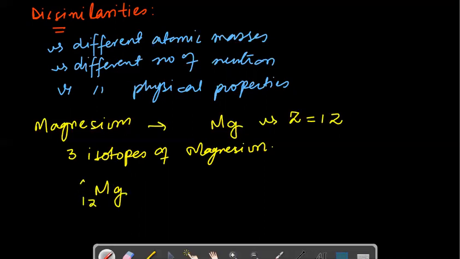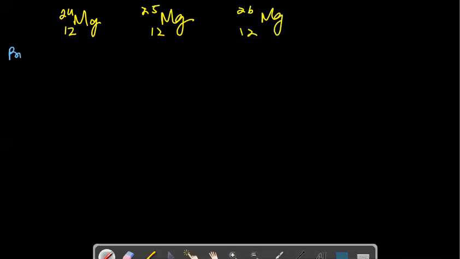They are Mg 12, 24; Mg 12, 25; and Mg 12, 26. Let me write this again on the next page: Mg 12, 24; Mg 12, 25; and Mg 12, 26. First of all, I'm going to find out how many protons each has. It has 12 protons. This is also 12 protons. This will also have 12 protons.